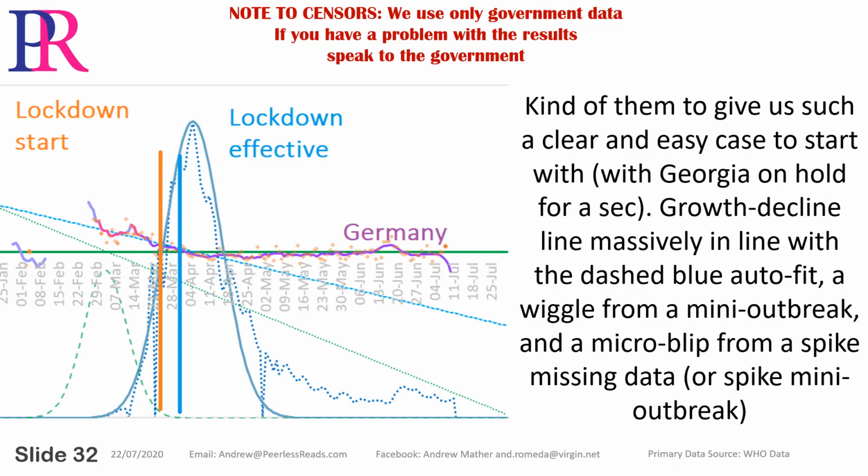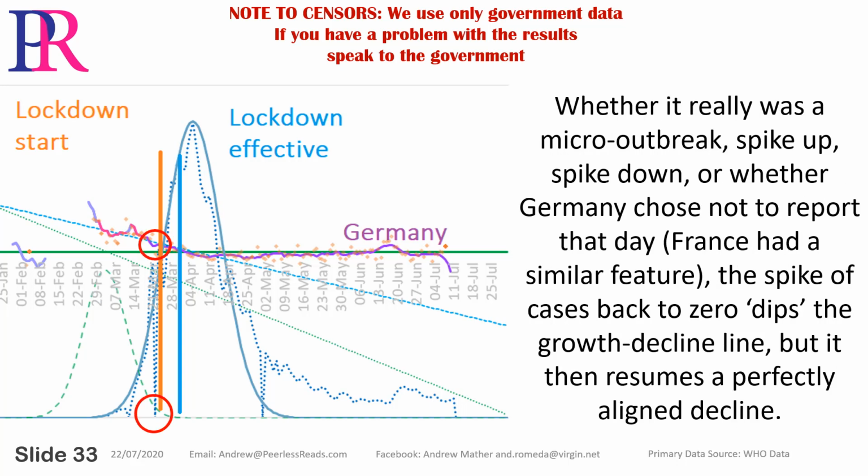Kind of them to give us such a clear and easy case to start with. Georgia on hold for a sec. Growth decline line massively in line with the dashed blue auto fit, a wiggle from a mini outbreak, and a micro blip from a spike, missing data or spike mini outbreak. Whether it really was a micro outbreak, spike up, spike down, or whether Germany chose not to report that day, France had a similar feature, the spike of cases back to 0 dips the growth decline line, but it then resumes a perfectly aligned decline.